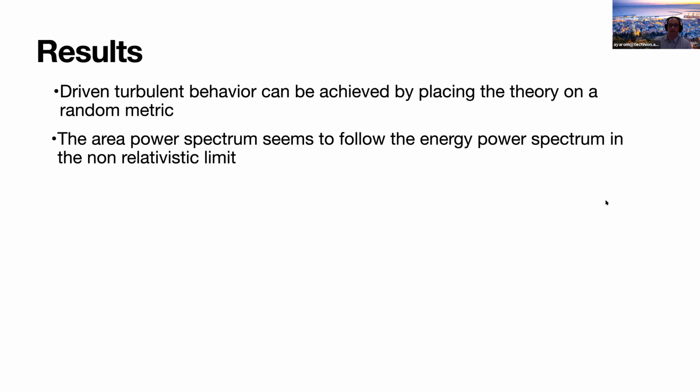So this is what we've seen. We've seen that we can get driven turbulent behavior by placing the theory on a random metric. You might say this is expected or maybe not. When I talk to some of my colleagues who do fluid dynamics, they were kind of borderline about this. So I think this result in and of itself is one interesting result that we got. We're demonstrating that placing our theory on a metric which fluctuates randomly allows for turbulent behavior if the system is in an initial thermal state. The second thing that I think is interesting here is that the area power spectrum seems to follow the energy power spectrum in the non-relativistic limit in the sense that I tried to describe.